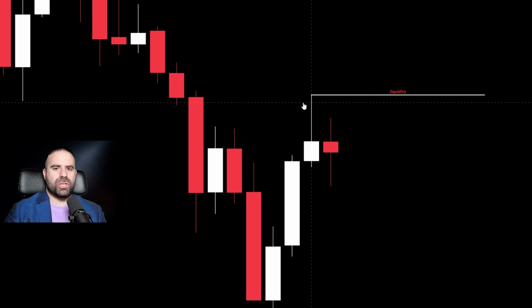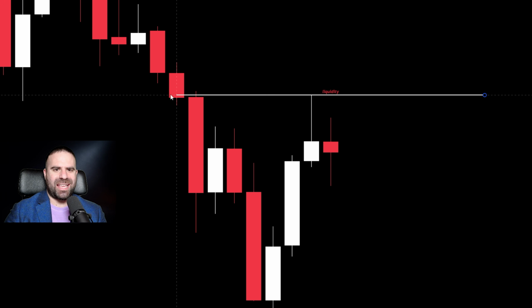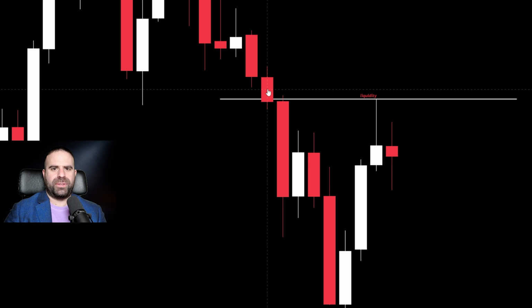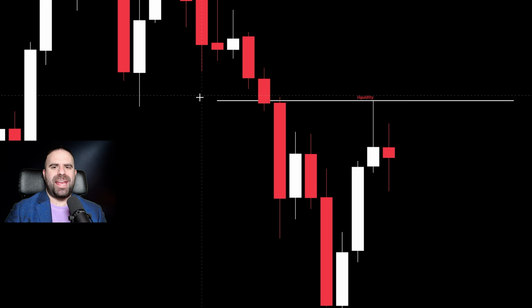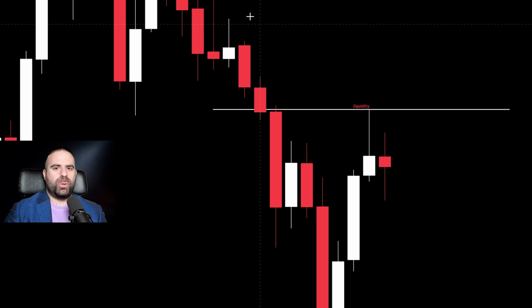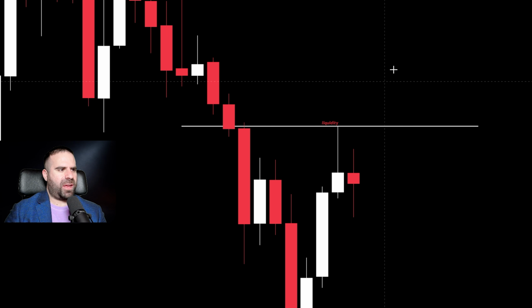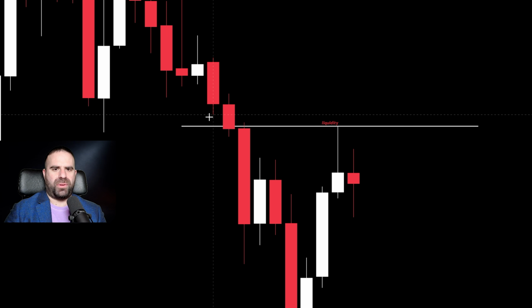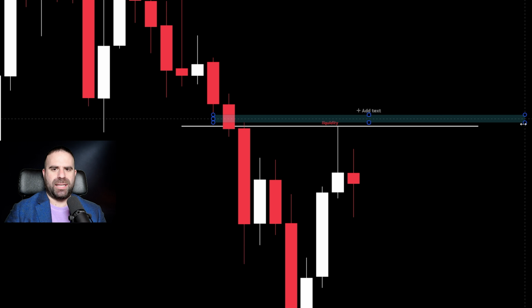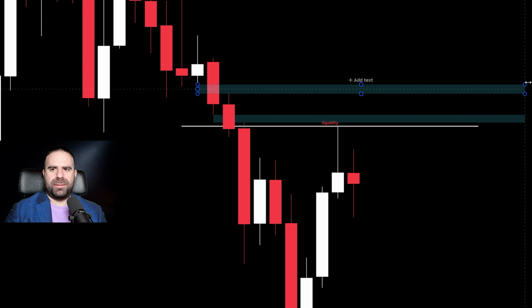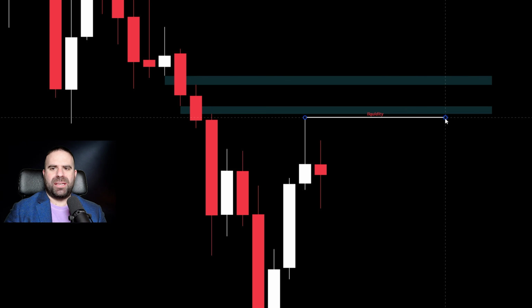Since this is your liquidity, you can extend this line to the left right here and say, do I have any fair value gaps above this area? Yes, I do. And which are my fair value gaps? I see those two fair value gaps. As I said, this one right here, and I also have this one right here. Very good. Where am I placing my trades?